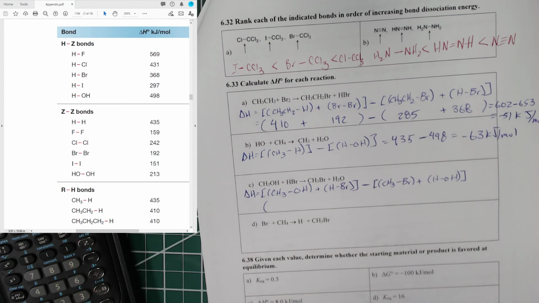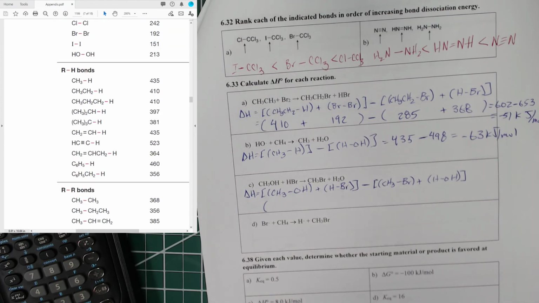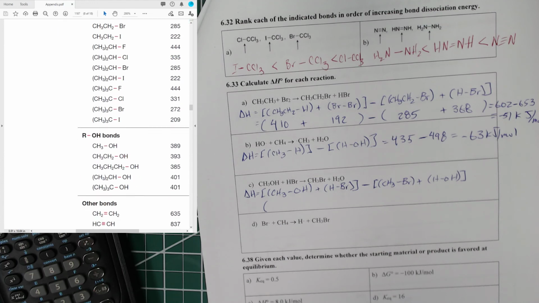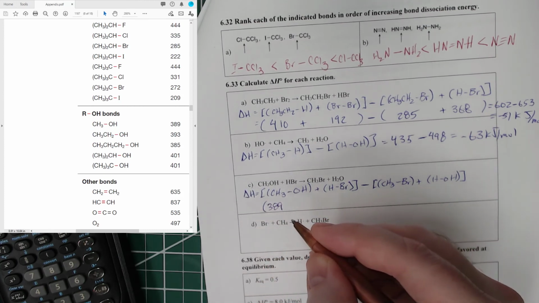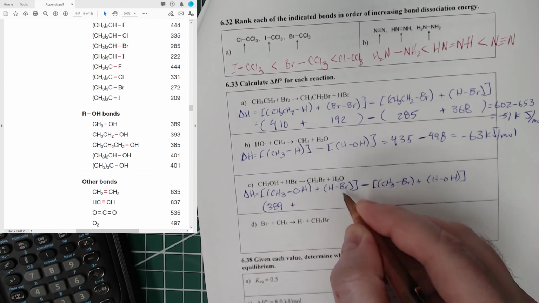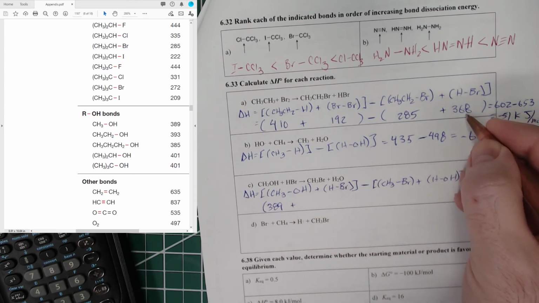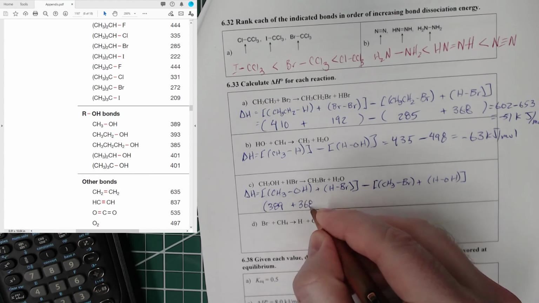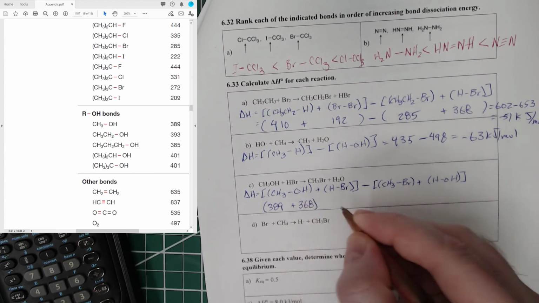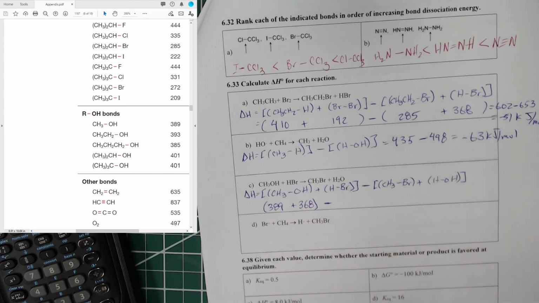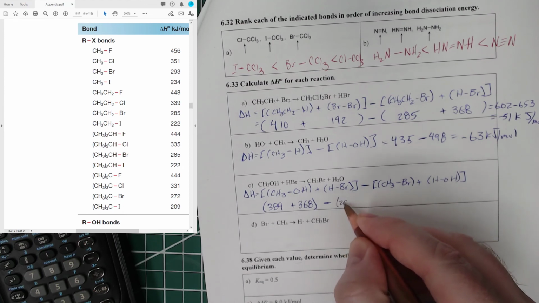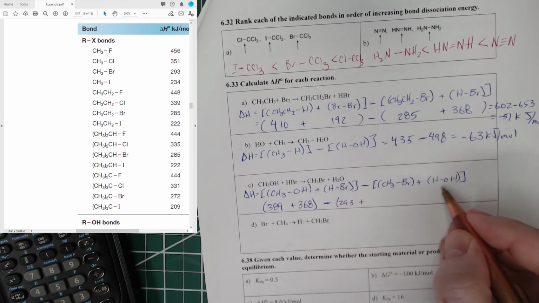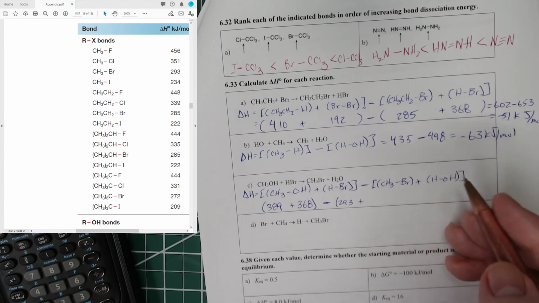So CH3OH, it's right there at 398, 389 rather. Okay, plus the HBr. We did the HBr earlier. It is 368. All right, and then we're going to subtract away the CH3Br. That's at 293. And then the HOH, we saw that one a minute ago, was 498.